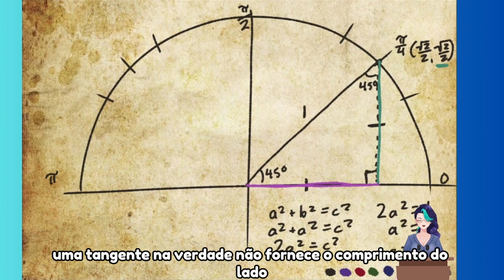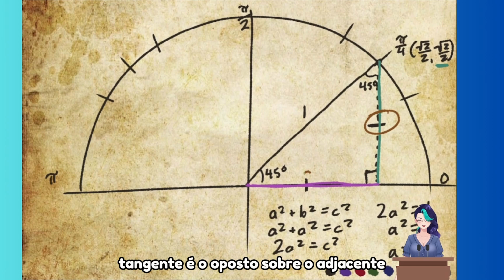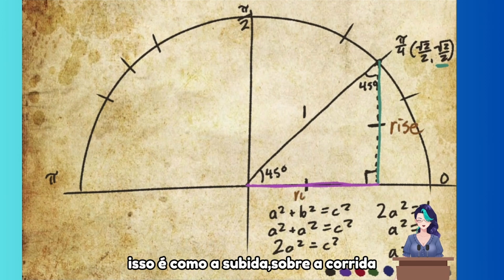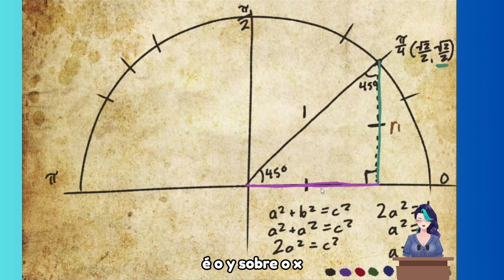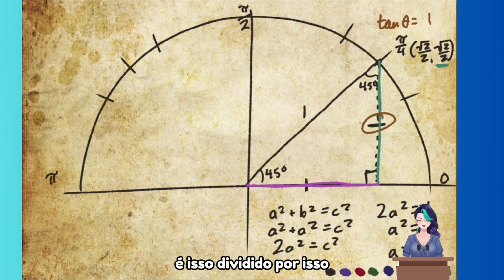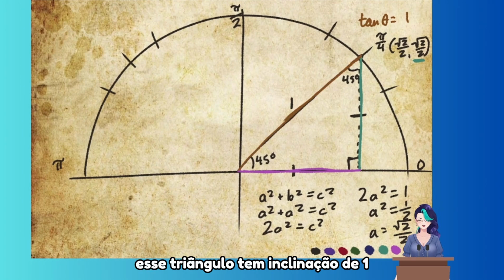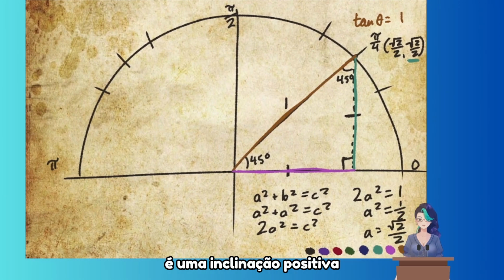Now, tangent doesn't actually give you the side length. We already know the side length. It's 1. However, tangent is the opposite over the adjacent, which, if you remember all the way back when you were in high school, is like the rise over the run. It's the y over the x. What tangent tells you is the slope. The tangent here of this angle is 1. It is this divided by this. And as you can see, this triangle does have a slope of 1. It's a positive slope, and it's perfectly passing through the line of symmetry on the diagonal here.